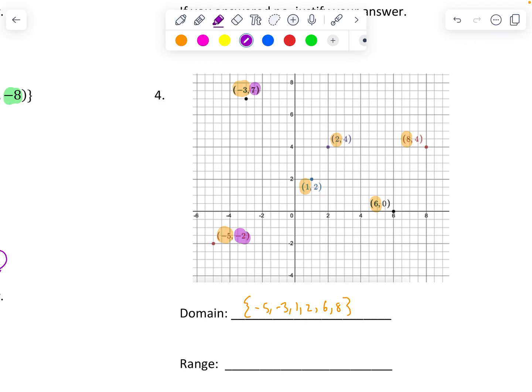And now for our range, list all the y values, which are all the numbers I'm highlighting in purple. And again, a squiggly bracket because it's only the numbers we're listing, no numbers in between these numbers work. Start with your bottom one and work your way up if you want to write them in ascending order. So -2, 0, 2, 4, which repeats, so we don't need to write it twice, and then 7.